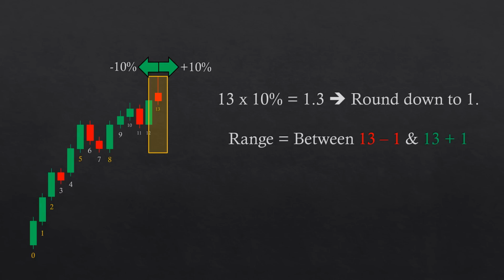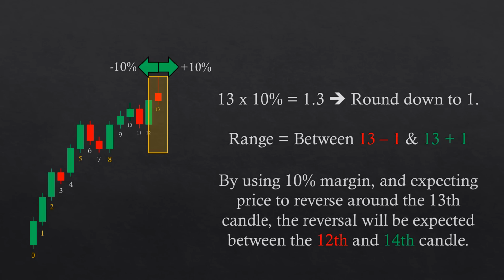For example, let's say we are expecting price to reverse around the 13th candle, but we are not sure if that's where price is going to actually reverse. We can add and subtract 10% of 13 in order to create a time range where price might reverse. 10% of 13 is 1.3, so let's round it down to 1. The left part of the range is 13 minus 1, which equals 12, and the right part of the range is 13 plus 1, which equals 14. In other words, by using a 10% margin, the reversal is expected to occur between the 12th and the 14th candle. You don't have to stick to the 10% value for the margin of error. This is just a baseline value.